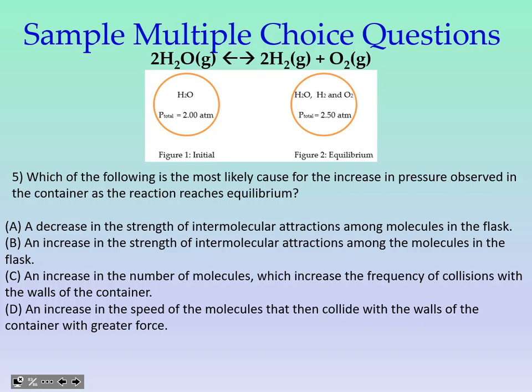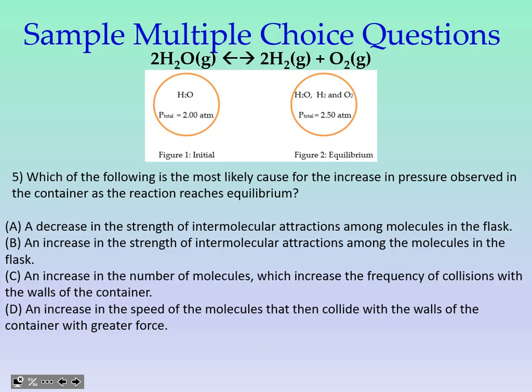And you didn't change the volume. You didn't change the temperature. The only thing is you put the water vapor in there and let it do its thing. So what happened? The water vapor started breaking down into H2 and O2. So in that process, we ended up with 2.5 atm, and we have all 3 molecules present. So that means, obviously, that there are now more molecules inside that container. And if there's more molecules, they're going to hit the walls of the container.